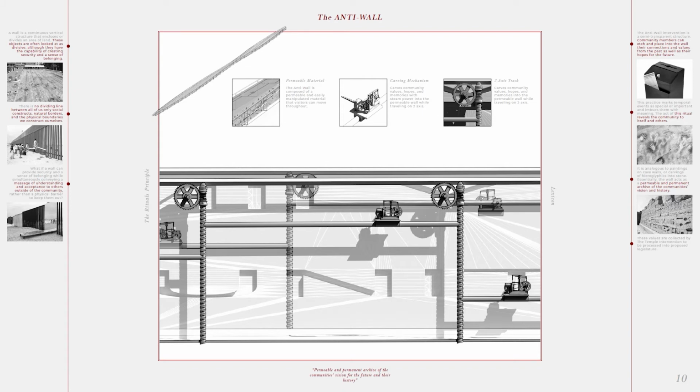The AntiWall is a semi-transparent material in which community members can etch into the wall their wishes for the past, present, and future of the city. Essentially, the AntiWall acts as a permanent archive of the community's vision and history.